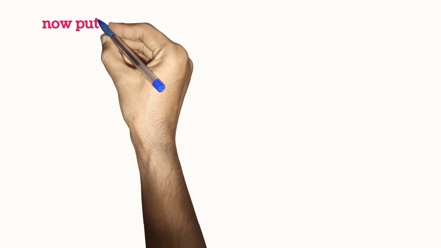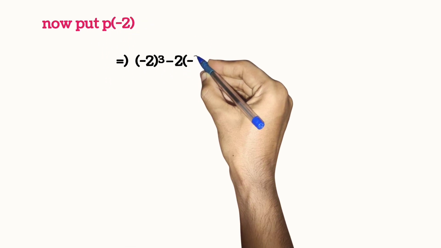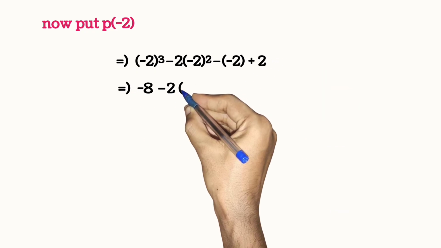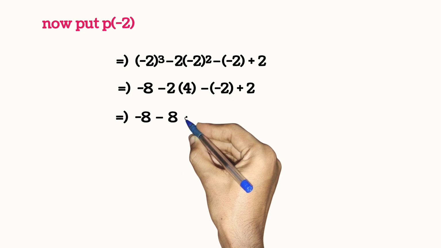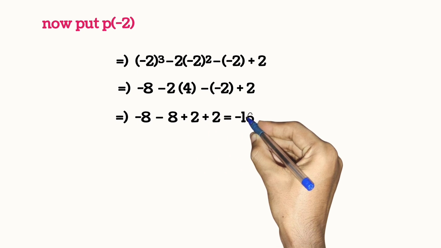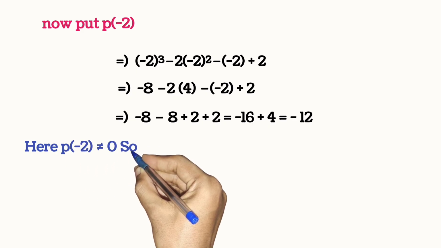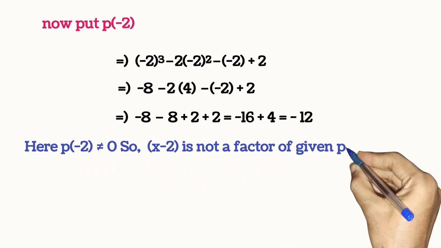Now put p(-2), that is equal to (-2)^3 - 2(-2)^2 - (-2) + 2, that will be -8 - 2 into 4 + 2 + 2, that will be -8 - 8 + 2 + 2, that will equal -16 + 4, that is equal to -12. Here p(-2) is not equal to 0, so x + 2 is not a factor of the given polynomial.